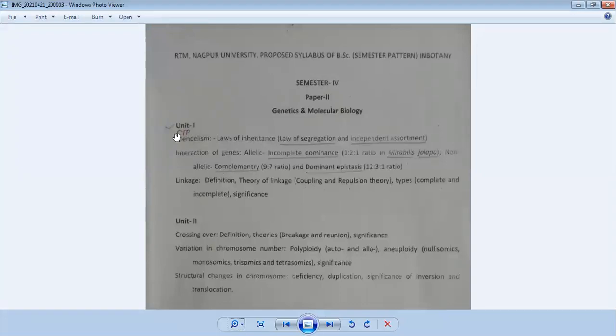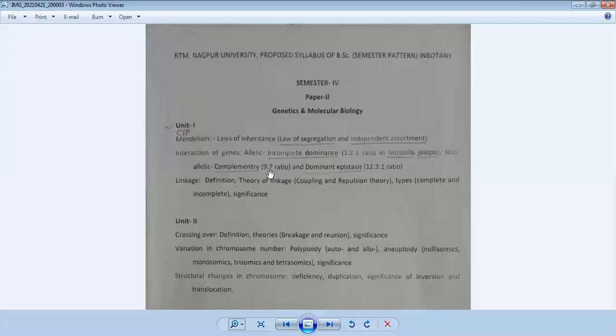Out of these 4 units, unit 1 is allotted to me, which consists of Mendelism, laws of inheritance, which consists of the law of segregation and the law of independent assortment. Next topic, interaction of genes, which is the part of allelic interaction. It involves the example of incomplete dominance, having the ratio 1:2:1, and the example is Mirabilis jalapa.